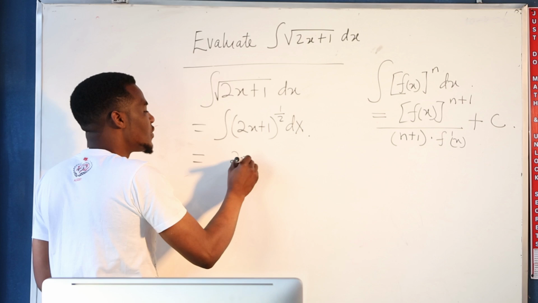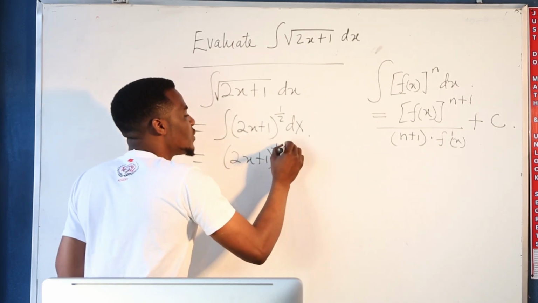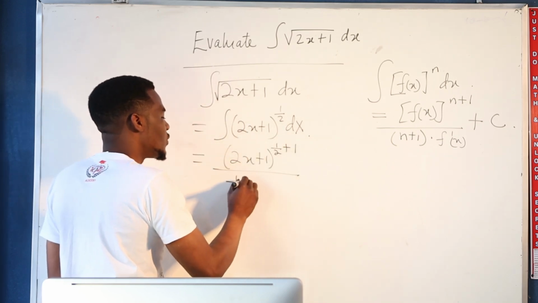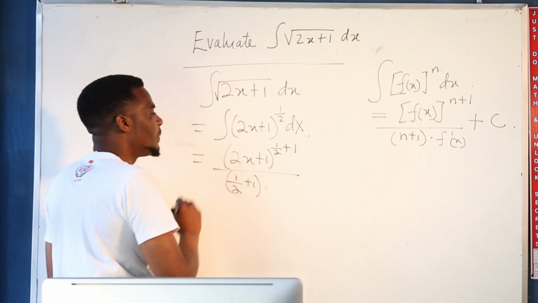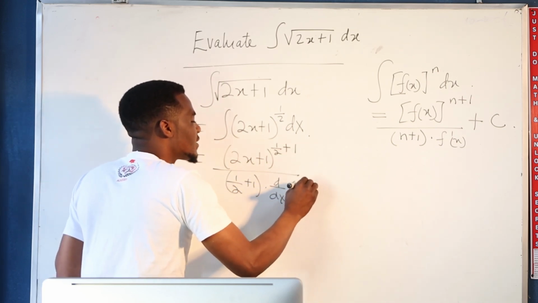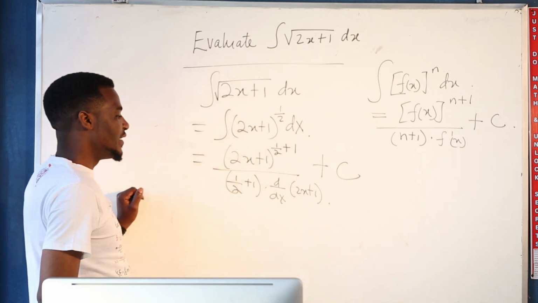We are going to write 2x plus 1, right? We are going to say 1 over 2 plus 1 on the power, and we divide by that 1 over 2 plus 1. And we multiply by what? By the derivative of 2x plus 1, right? Plus a constant of integration.